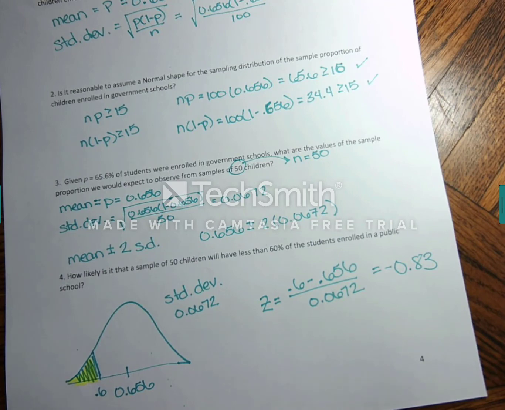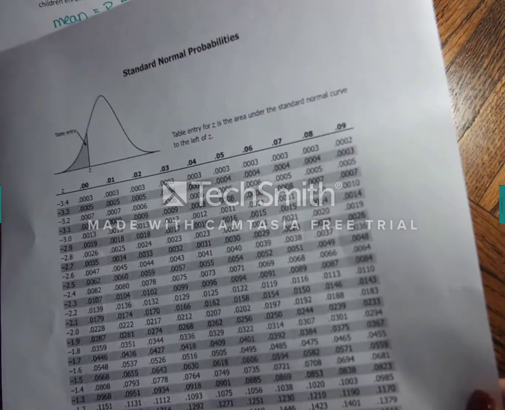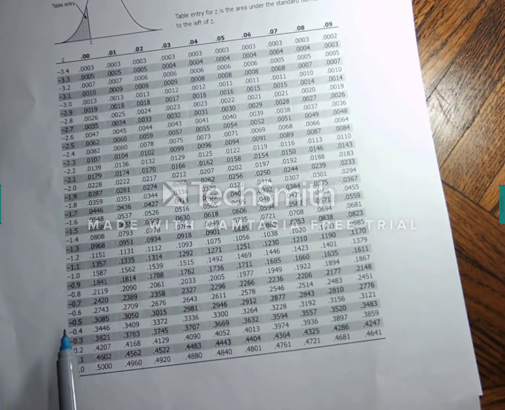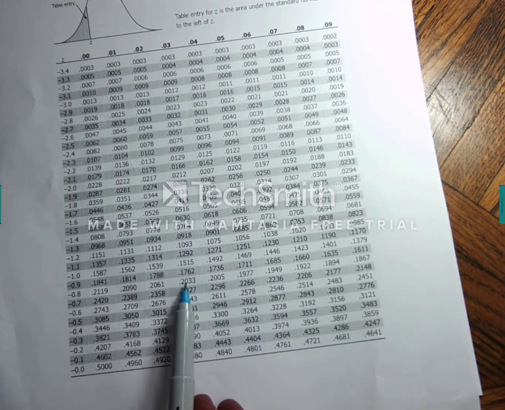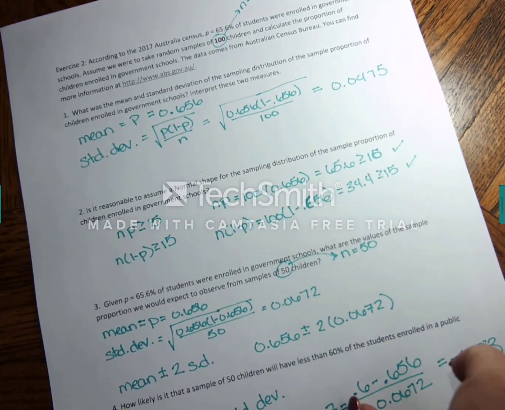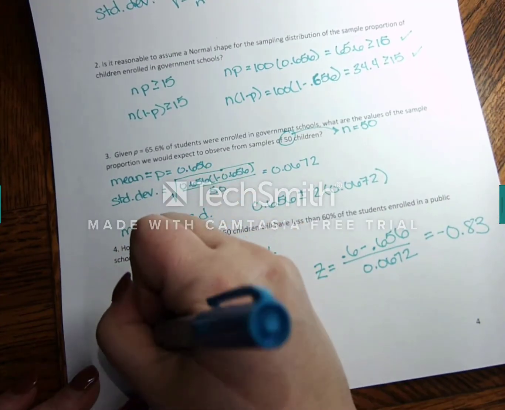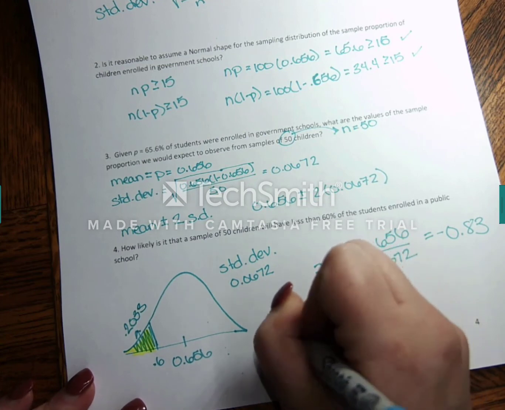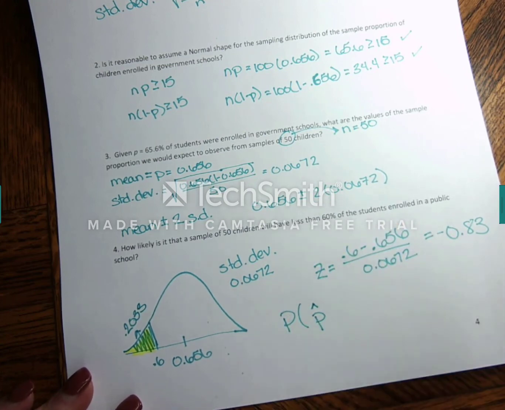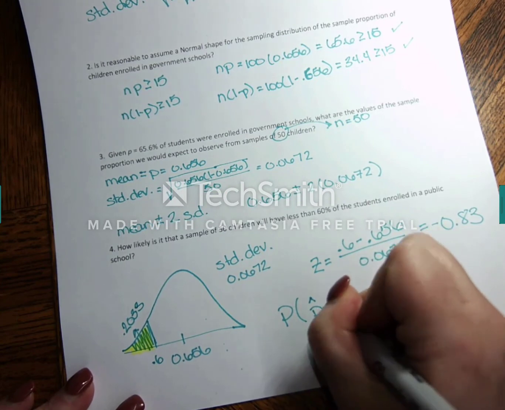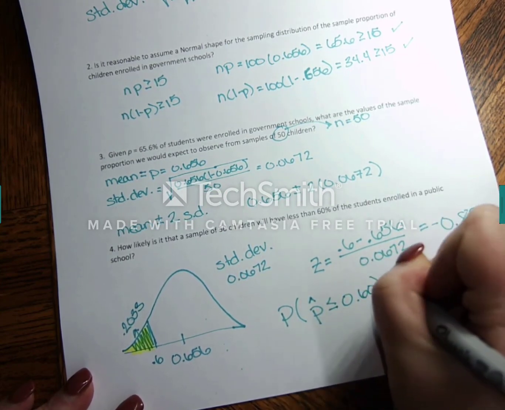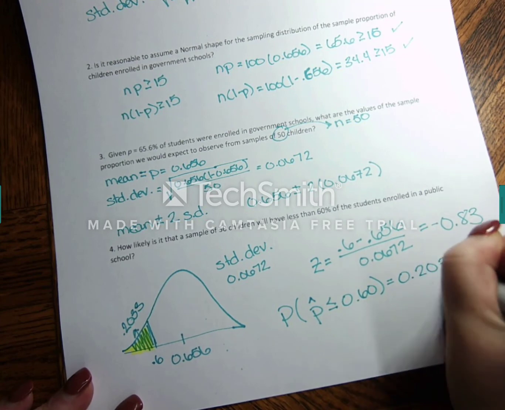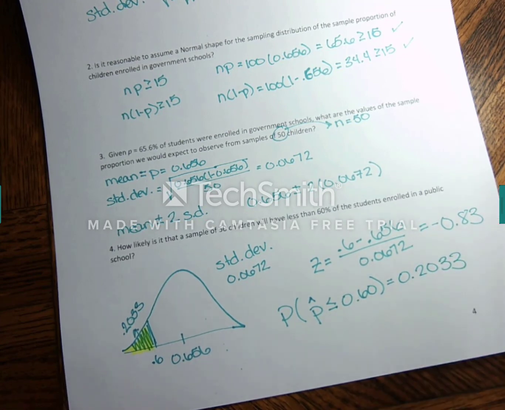And remember that our standard normal table always gives us areas to the left. And we're going to look up negative 0.83. So here we have negative 0.8. If we go over to 3, we get 0.2033. So this area here is 0.2033. So what this tells us is that the probability that the sample proportion p hat is less than or equal to 0.60 is equal to 0.2033. And this concludes the video for this worksheet.